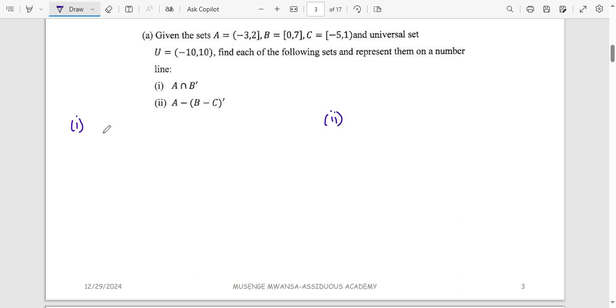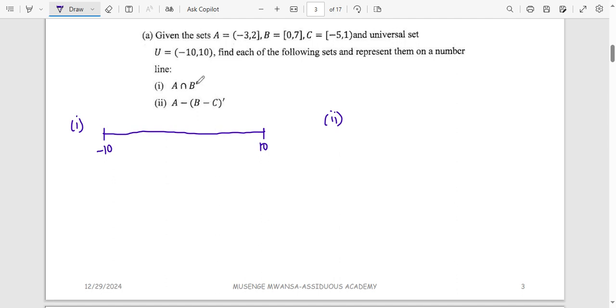I told you that when you are finding these sets on a number line, the first thing is always to start with the one that has got a complement. So if they've given you the universal set, the first thing you should do is put the universal set on your number line, because you can't go beyond the elements of a universal set. So you can't go beyond -10 and you can't go beyond +10. So this is our limit.